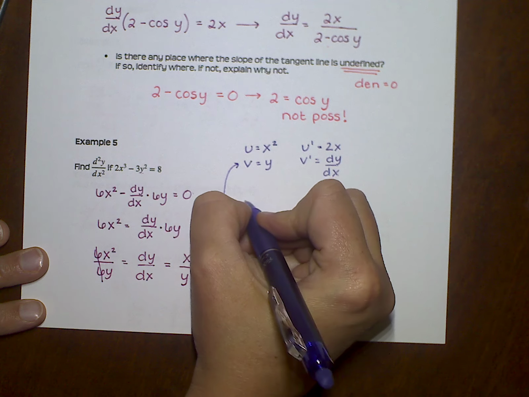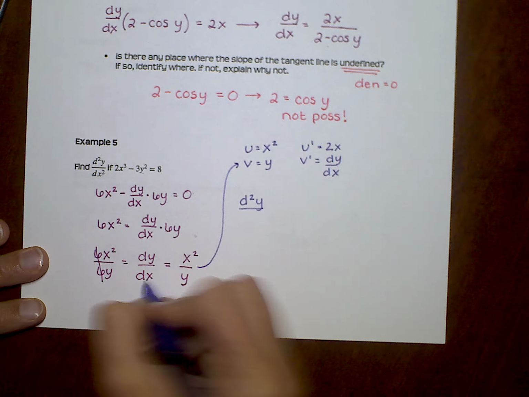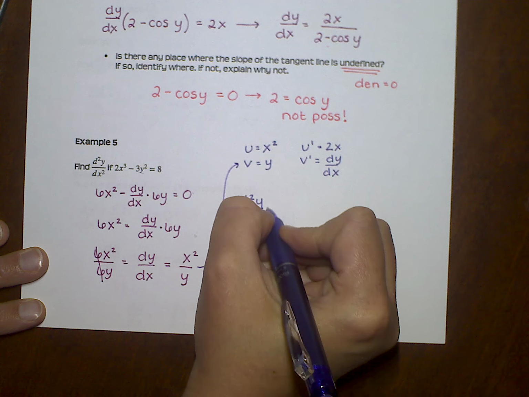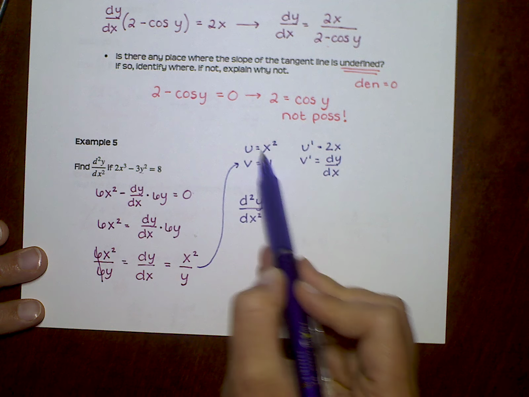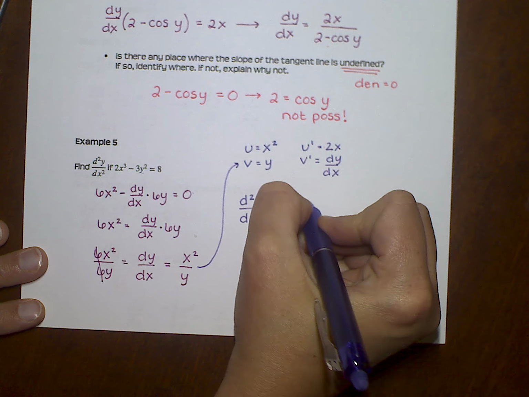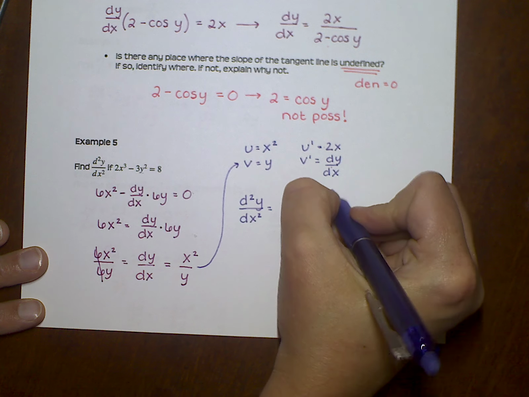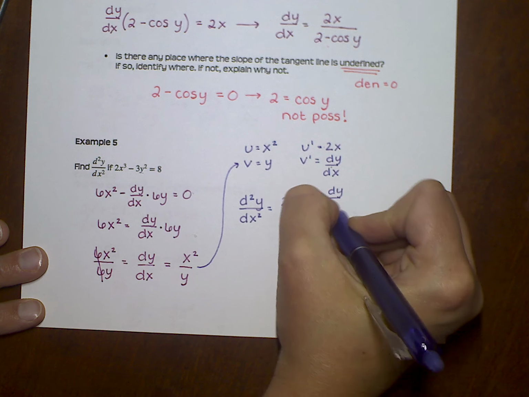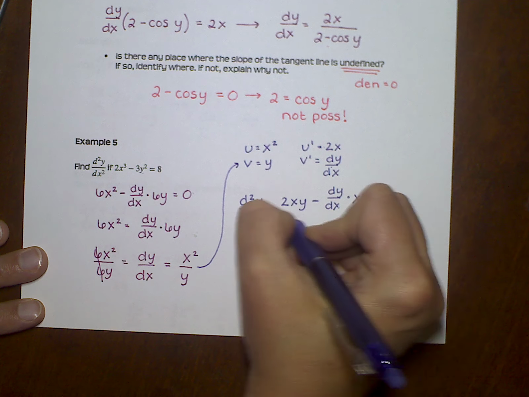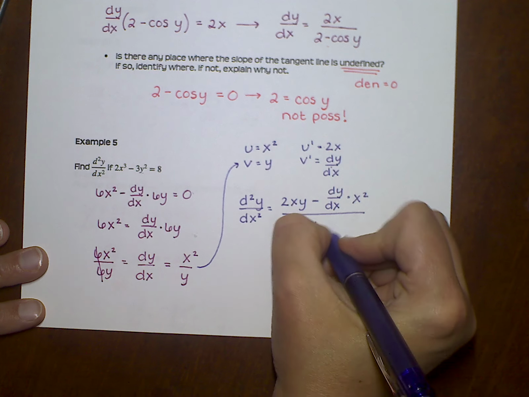So let's set up quotient rule. My second derivative, because that's what I'm doing, right, is I took a derivative of both sides. So this is d squared y over dx squared. Okay, u prime v, so that's 2xy, minus v prime u, so that's dy dx times x squared. And that whole thing is over my denominator, which is y squared.